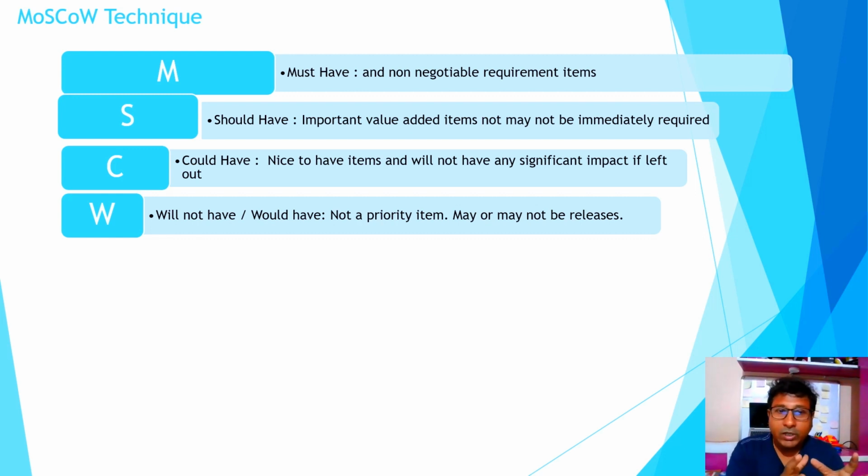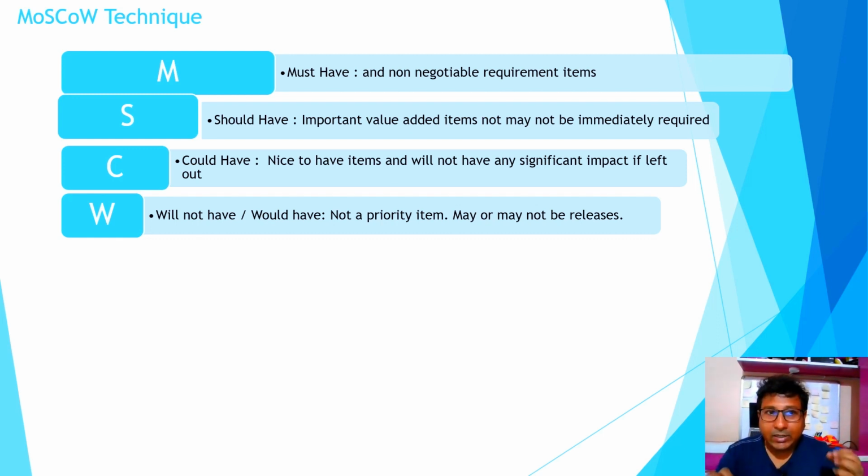So MoSCoW, I don't have much to say here. M stands for must have. So these are the features or user stories which are non-negotiable. You have to have this in your application. So these are the must-have features.